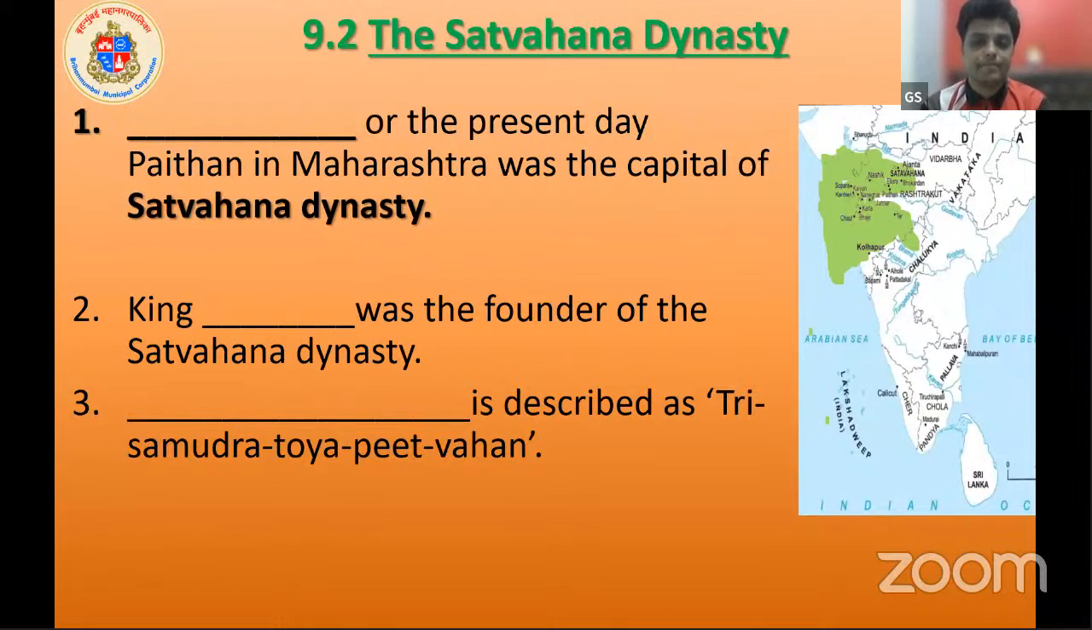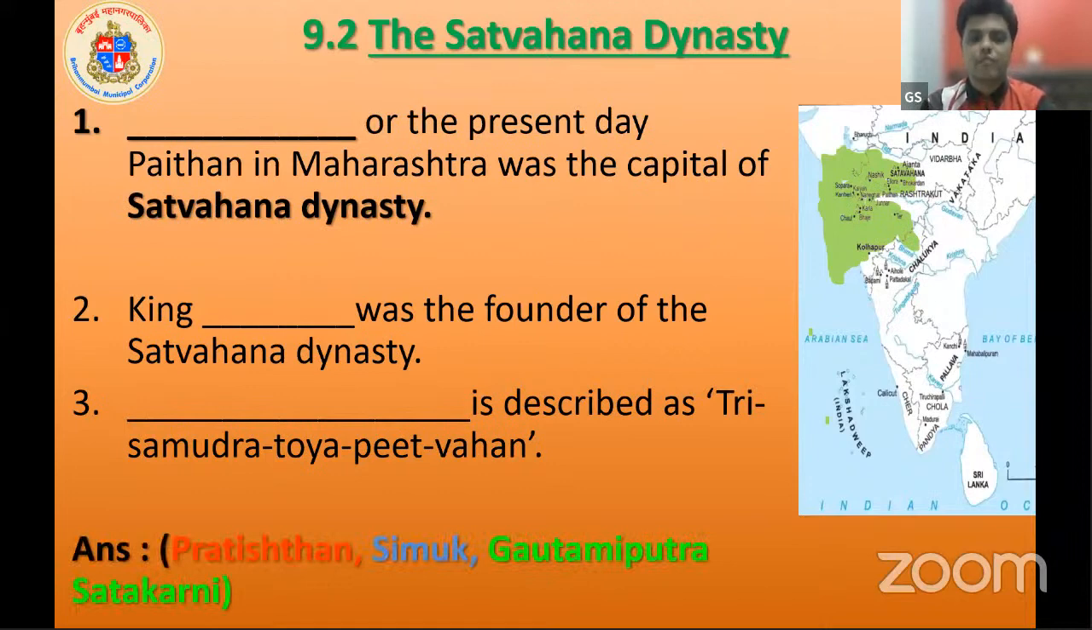Adarsh Kanojia. You have raised your hands. Answer it. Sir, Gautami Putra Satkarni. Yes, correct. Gautami Putra Satkarni was the king who was given the title Tri Samudra Toya Pit Vahan. Here I understood that most of the students have not understood the question only. You have to understand the question first. The first two answers were given very perfectly, very correctly.